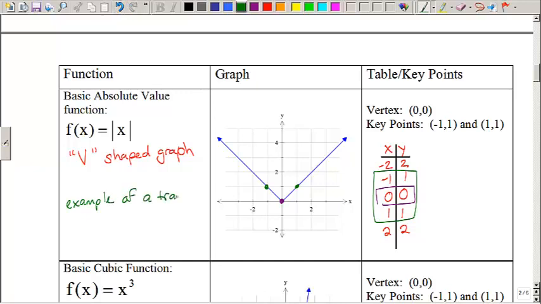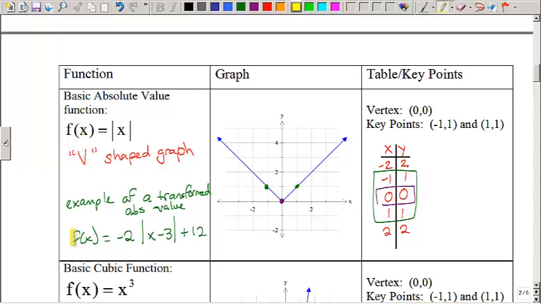An example of a transformed absolute value function would be f of x is equal to -2 times the absolute value of x minus 3 plus 12.